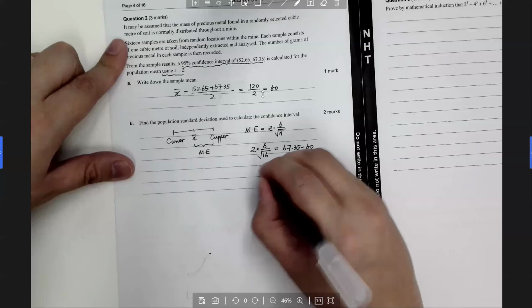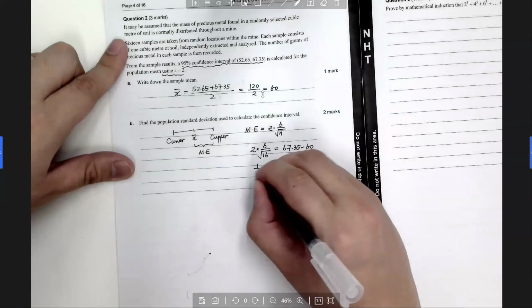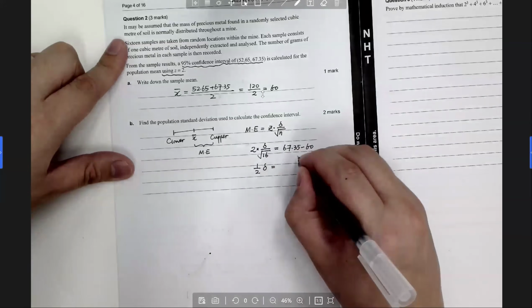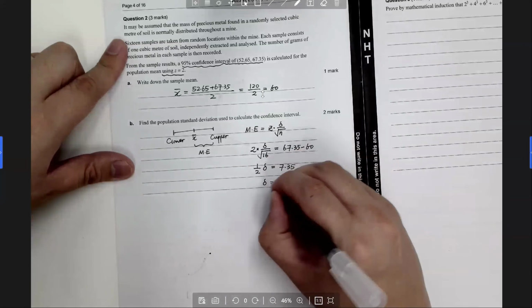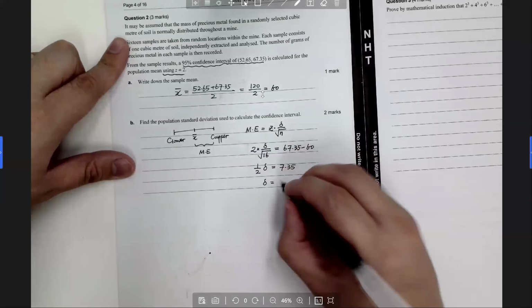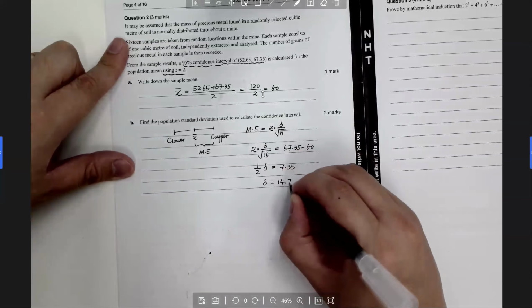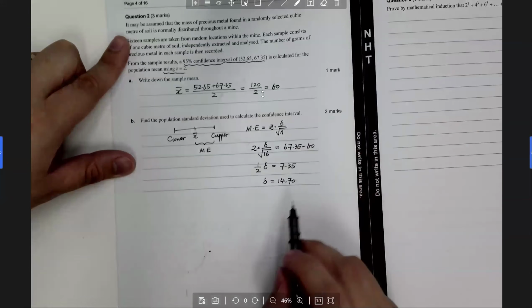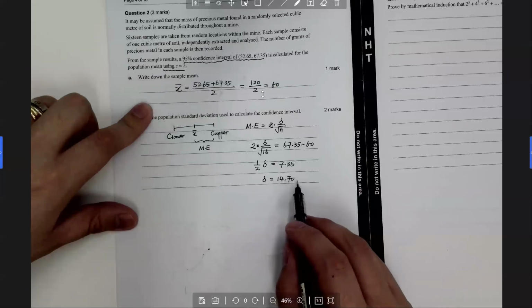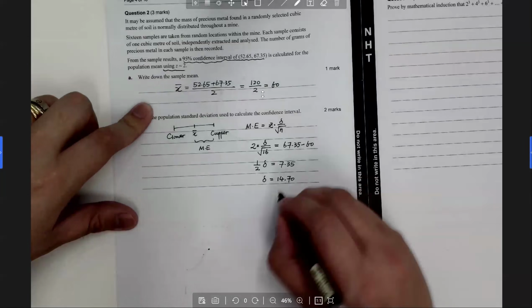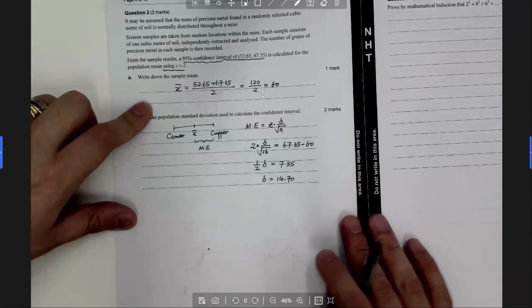So you actually get 2 divided by 4. That's a half. Half sigma equals 7.35. Therefore, your sigma is twice as much. It's going to be 14.70, okay? The question didn't specify correct to two decimal places or exact value, so I just leave that as an exact value, okay?